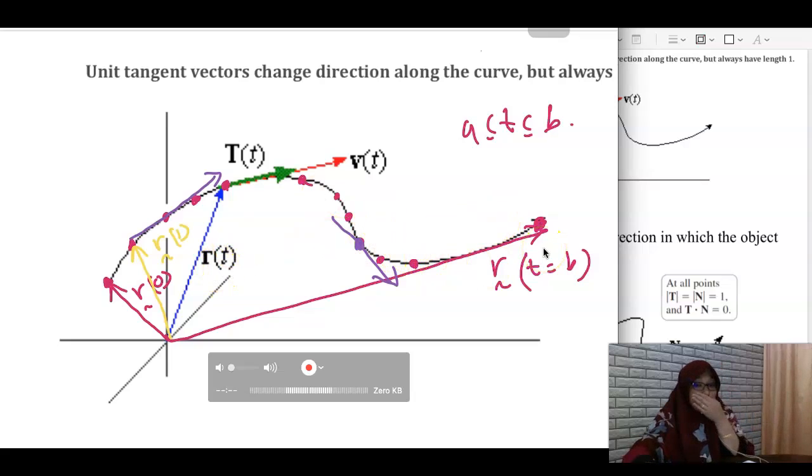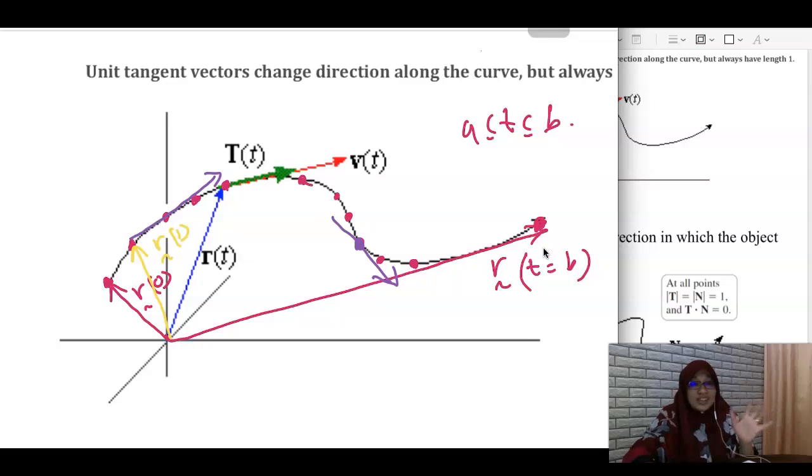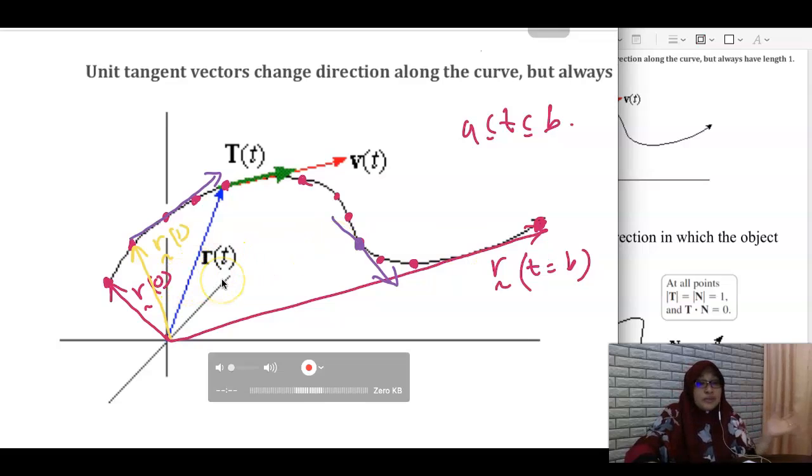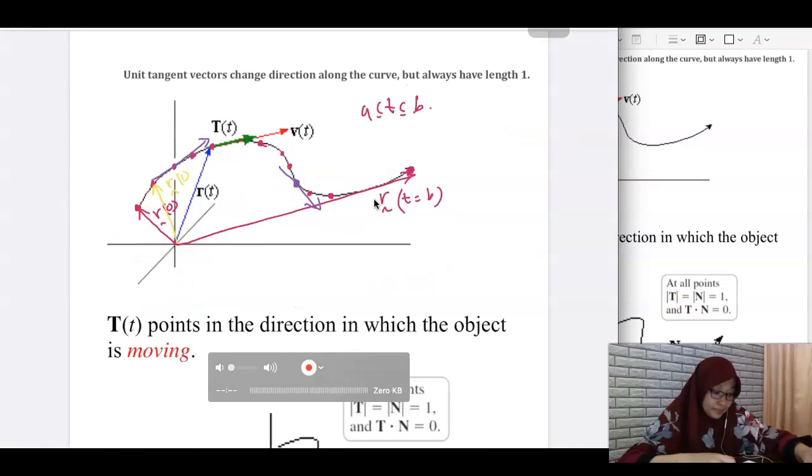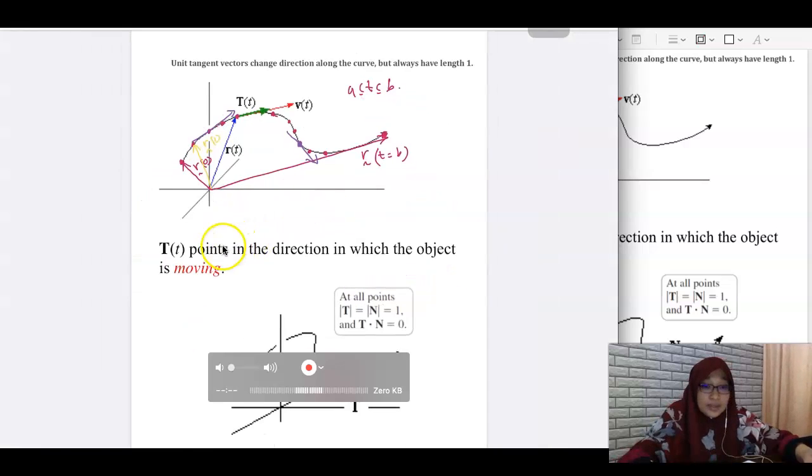It's not always the case that they will move from the left to the right. It depends on the information provided. That's why it says that the tangent points in the direction in which the object is moving.